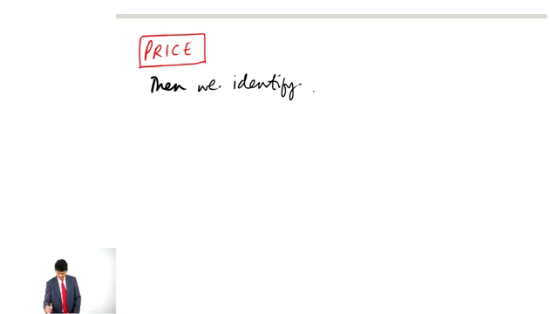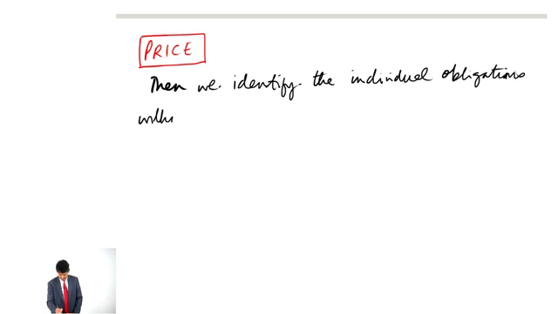The third one is price. Notice this is singular. Just the one price. This is singular. So then we identify the individual obligations within the contract.